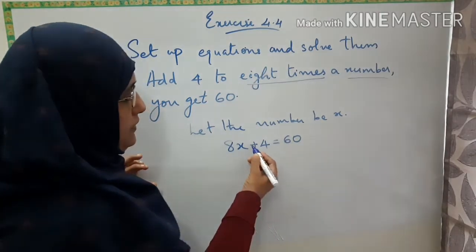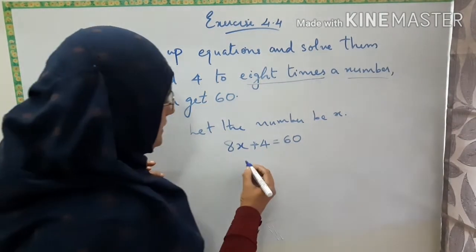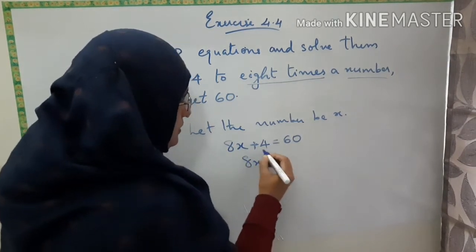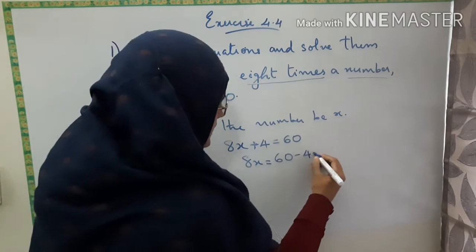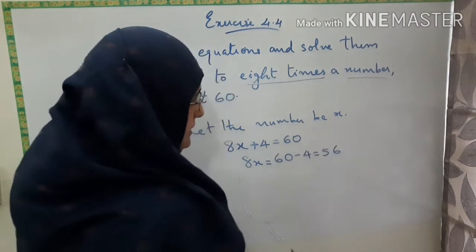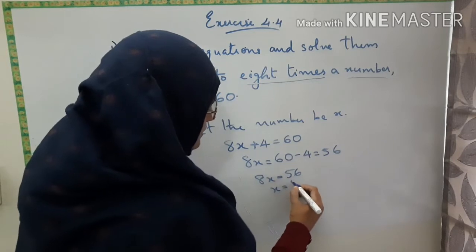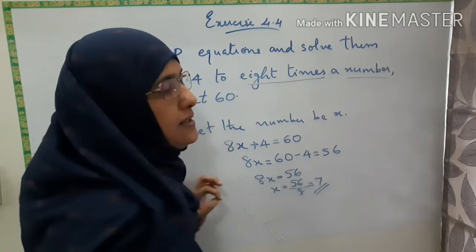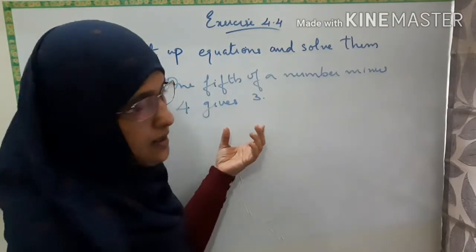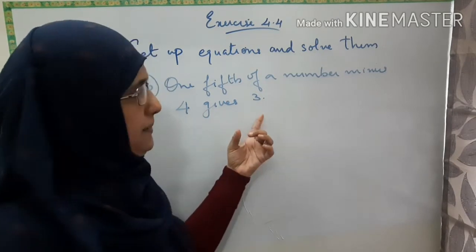So here, you formed an equation, and you know how to solve that equation. How will you solve this? 8x equals, plus 4 goes to the other side and becomes minus 4. 60 minus 4, that is 56. So 8x equals 56. x equals 56 by 8, that is 7.